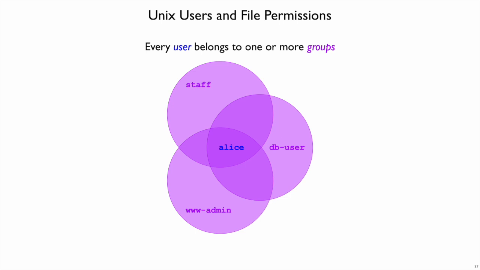We mentioned that on Unix, once you log in, every process knows what the current user is. But every user also belongs to one or more groups, and there can be any number of groups registered in a Unix system, and every user can belong to any number of those groups. So we might draw these diagrams that show all the DB users include Alice, all the staff includes Alice, all the www admins include Alice, and so on.